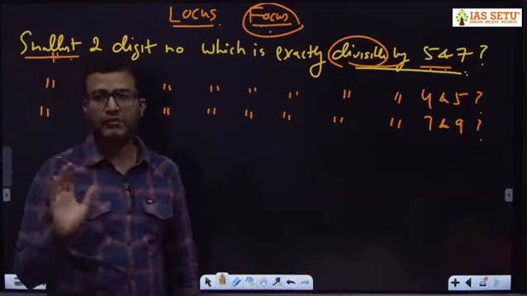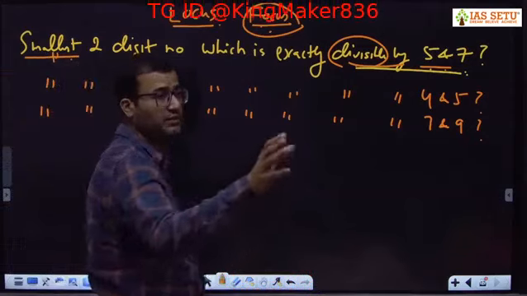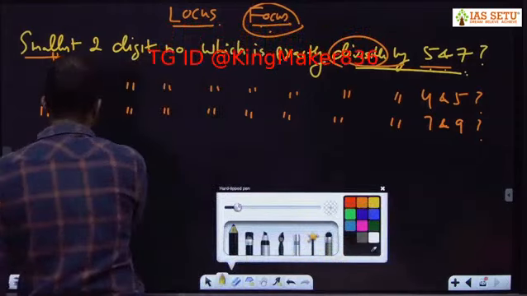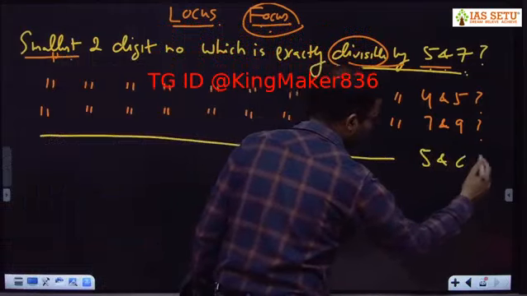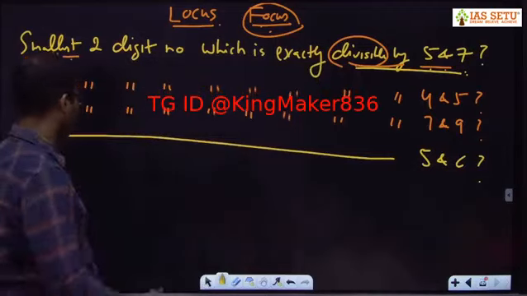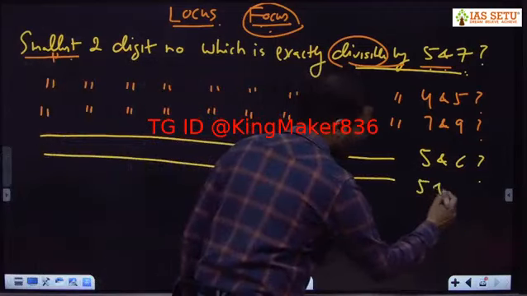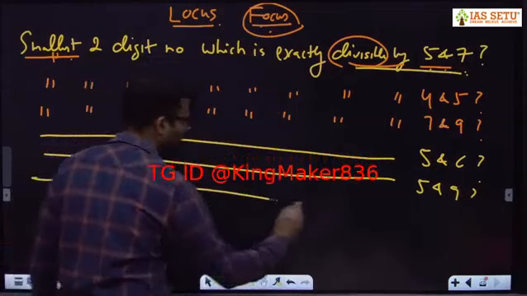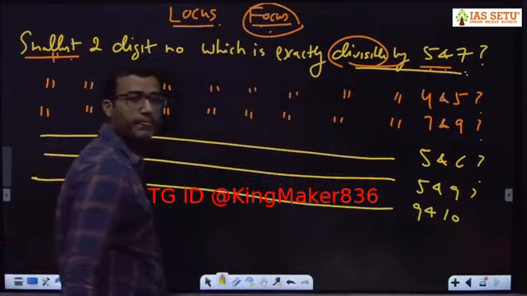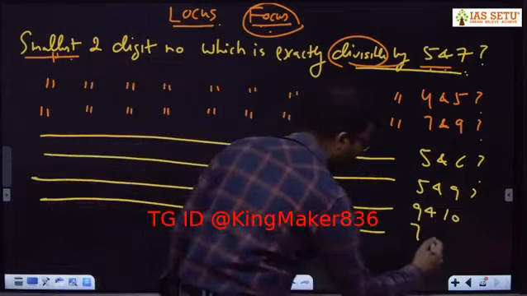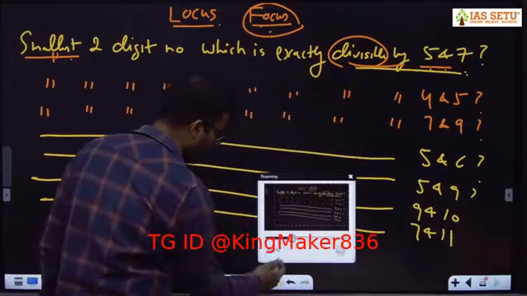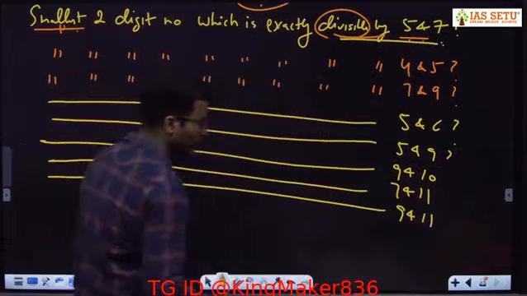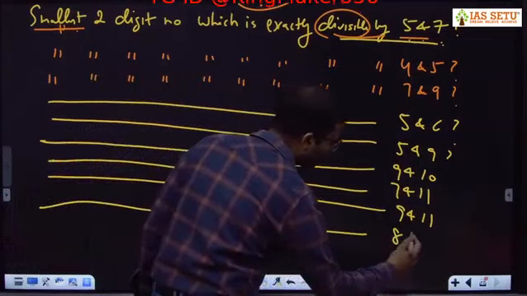Okay, I ask you 5-6 questions. Let me see who gives the answer first, this side of the class or this side of the class. Okay, let's see. Smallest two-digit number which is exactly divisible by 5 and 6. 30. Smallest two-digit number exactly divisible by 5 and 9. Smallest two-digit number exactly divisible by 9 and 10. Smallest two-digit number exactly divisible by 7 and 11. Smallest two-digit number exactly divisible by 9 and 11. 99.